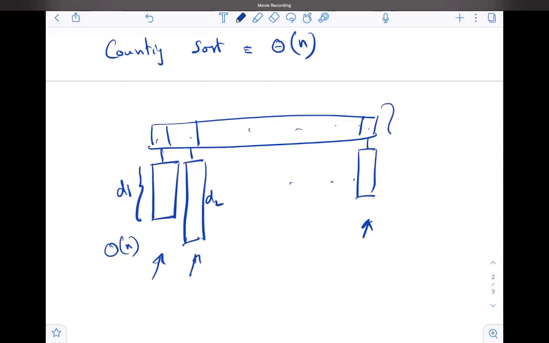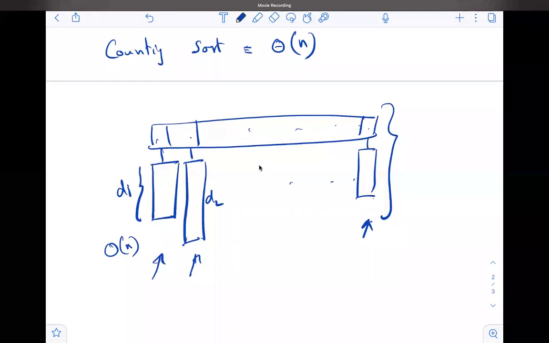So how much will counting sort take here? Order of degree. Which one will take order of degree? The counting sort will take, for each vertex we are exploring, the number of adjacent vertices. So will it take 2n?